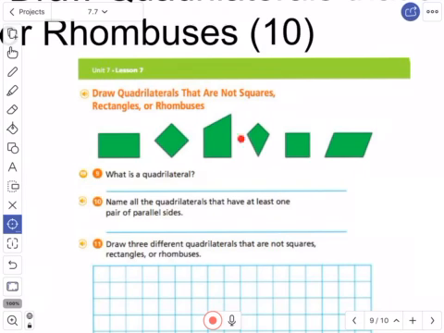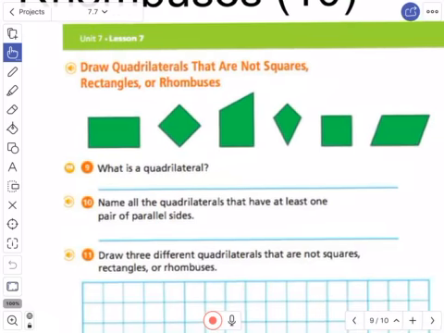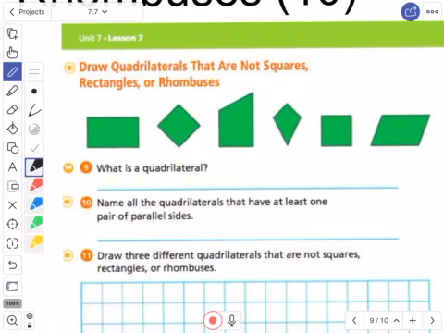So they don't fit anything with this. So not squares, rectangles, or rhombuses. So I've got to first think, okay, what is a quadrilateral? Well, I just have to remember that a quadrilateral, you can pause the video here so you can think. Quadrilateral. Quad means four. Oh yeah, that's right. It is a four-sided shape. So as long as it has four sides.